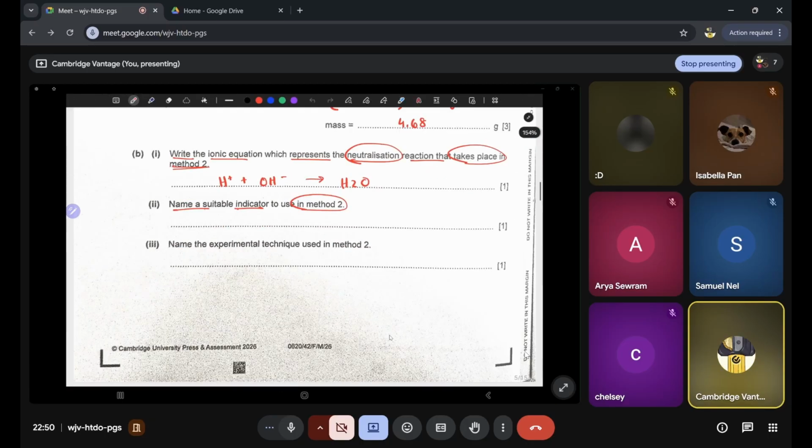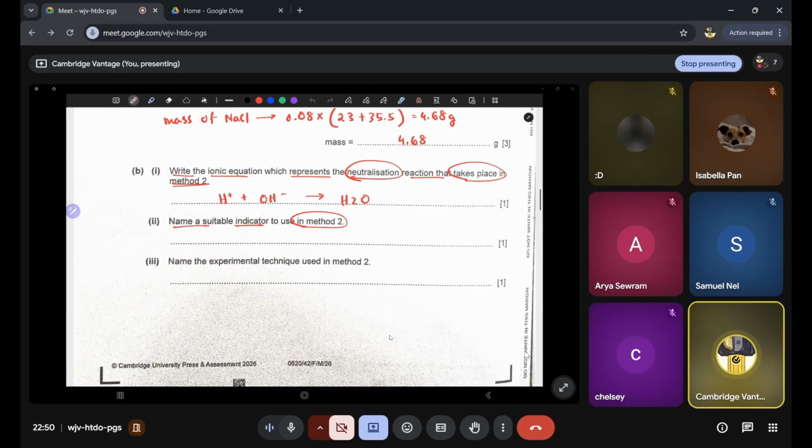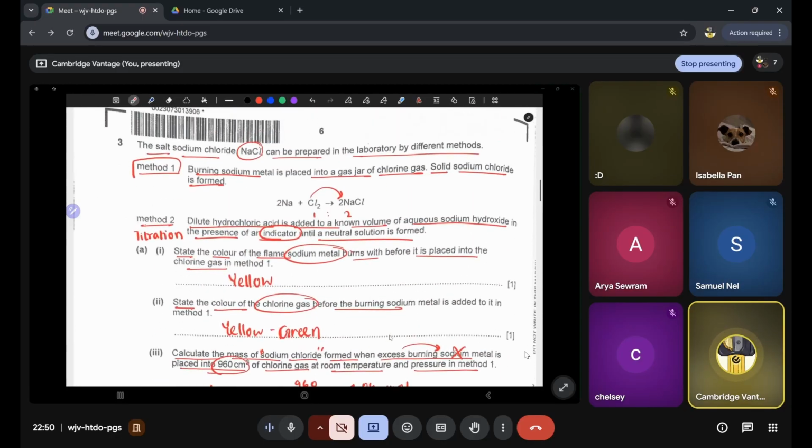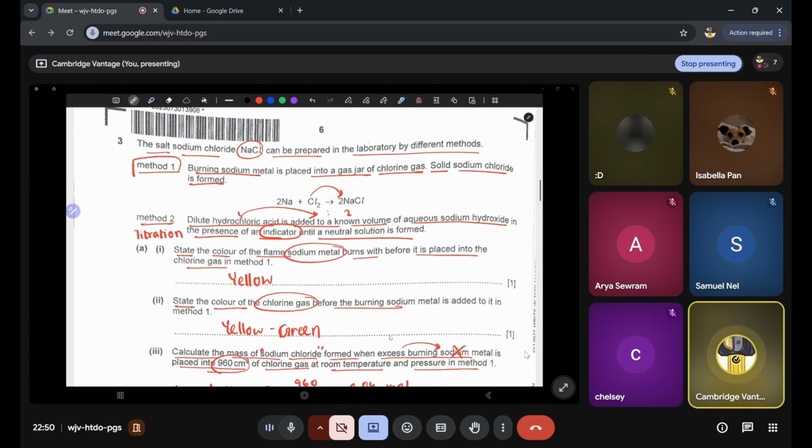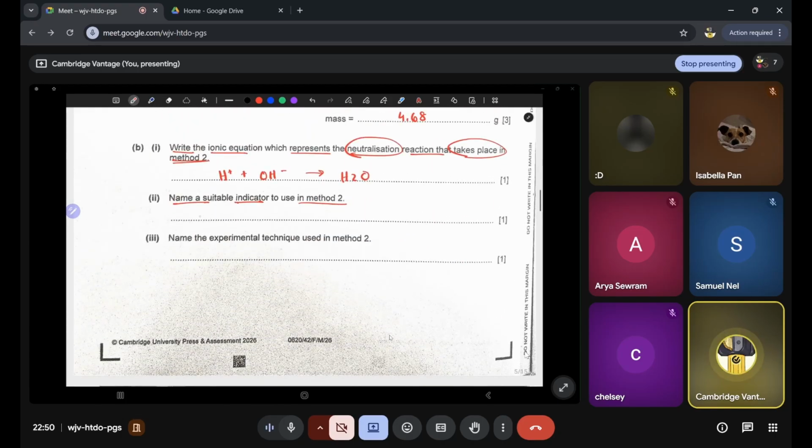Okay. So over here, name a suitable indicator to use in method 2. And what were we doing? We were titrating hydrochloric acid with sodium hydroxide. So the most suitable one that I would suggest is phenolphthalein over here, mainly because there is a very distinct change in color as we go from acid to neutral, or as you go from alkali to acid. So since that color change is very distinct, phenolphthalein is a suitable indicator. You could write the other ones as well, and you would get the mark, but it's fine nonetheless.